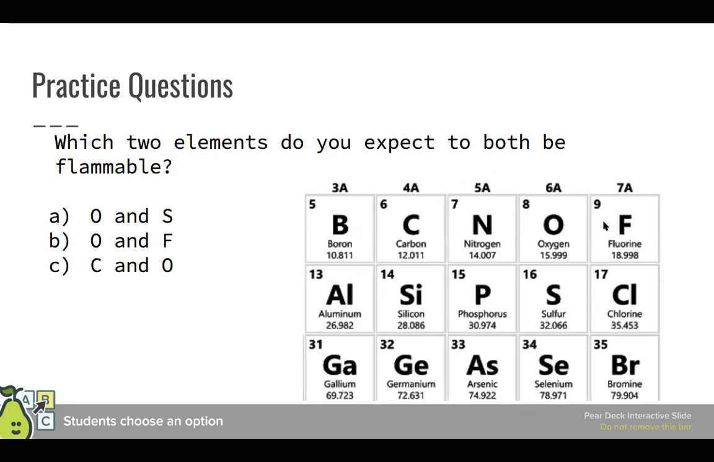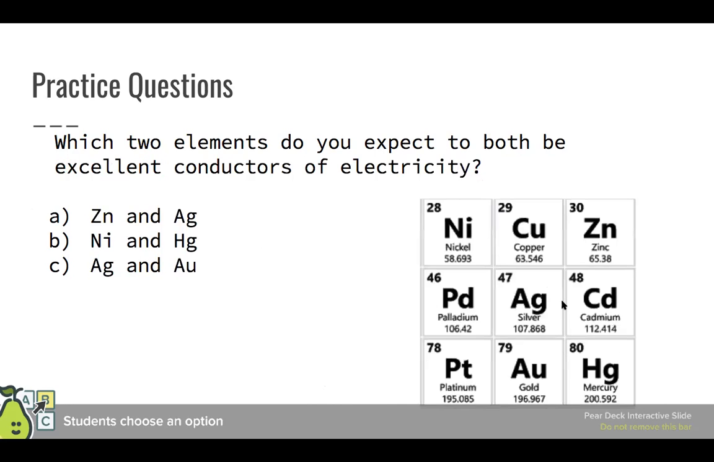O and F, are they in the same family? Nope, 2 different families. C and O, C's right here, O's right here. Ooh, not the same family. O and S. Okay, so if oxygen is flammable, that means sulfur must be flammable too.